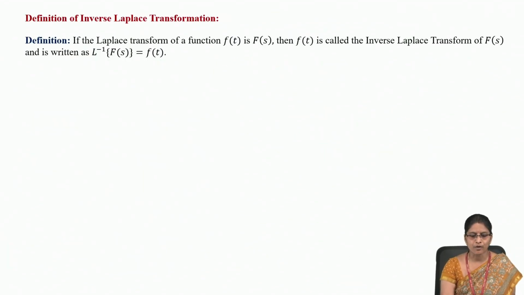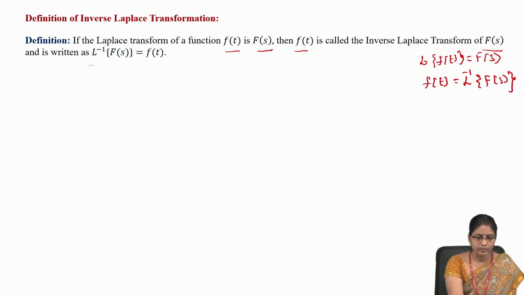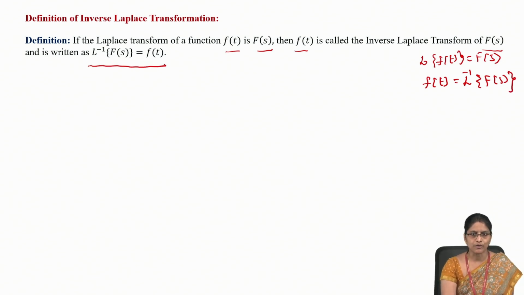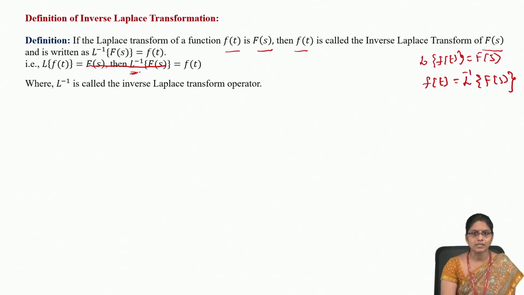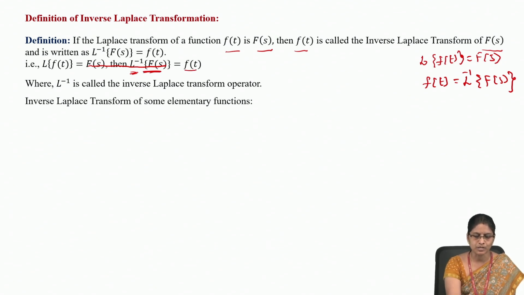If the Laplace transform of a function f of t is F of s, then f of t is called the inverse Laplace transform of F of s. That is, L of f of t is equal to F of s, then the inverse Laplace transform of F of s is f of t, which is L inverse of F of s. So it can be written as L inverse of F of s is equal to f of t. Here L inverse is called the inverse Laplace transform operator. Inverse Laplace transform converts the frequency based function F of s into the time based function f of t.